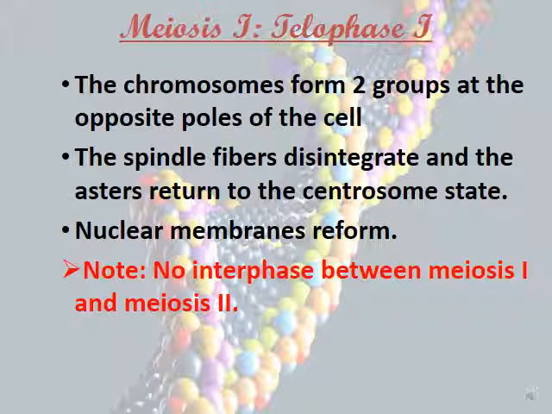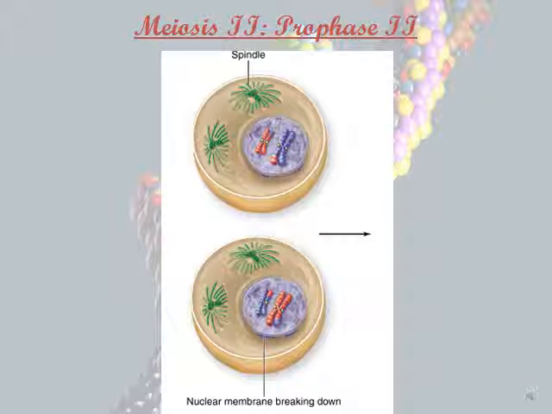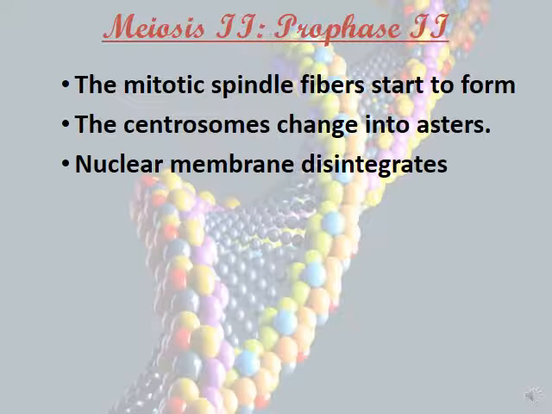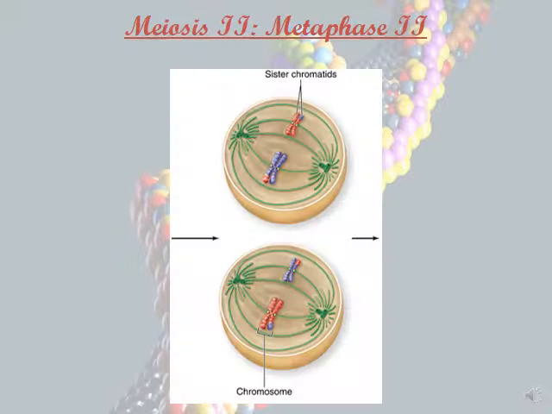You have to know that no interphase will occur between meiosis I and meiosis II. The chromosomes form two groups at the opposite poles of the cell. Then the spindle fibers will disintegrate, the asters will return back to the centrosome state, and the nuclear membrane reforms. Prophase II. Here we move to meiosis II. The spindle fibers start to form, centrosomes change into asters, and the nuclear membrane disintegrates.